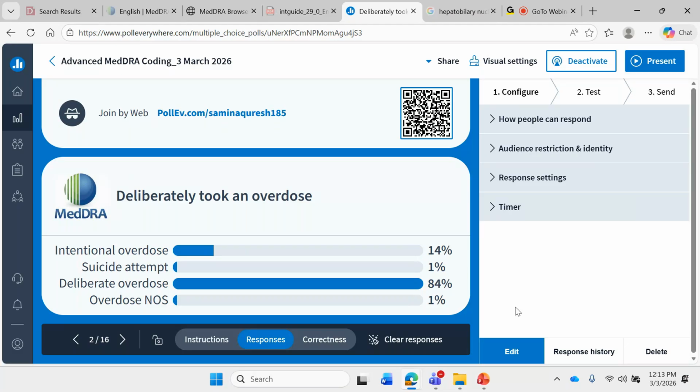Okay, so let's walk through. And the correct answer is 84% of you, because intentional overdose is also correct because it's the same PT. But the exact match, 85% of you were very smart and did the deliberate overdose because it matches the reported verbatim. Although intentional overdose, 13% of you are correct as well because that's the PT, one and the same. But deliberate is an exact match. So excellent job, 85% of you. Very good.